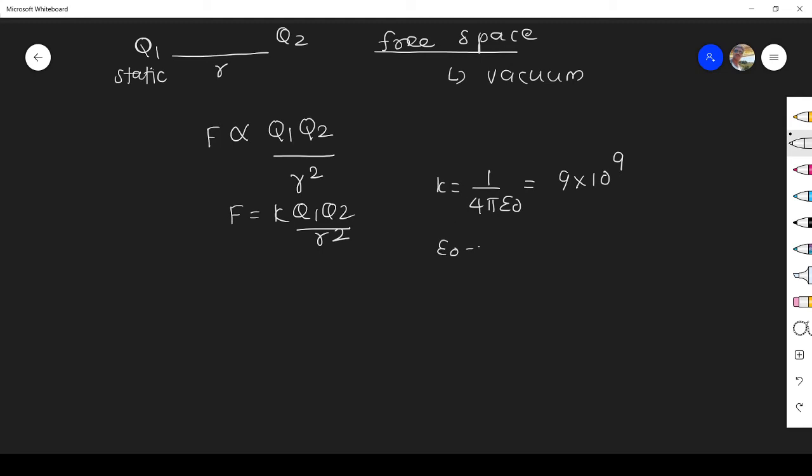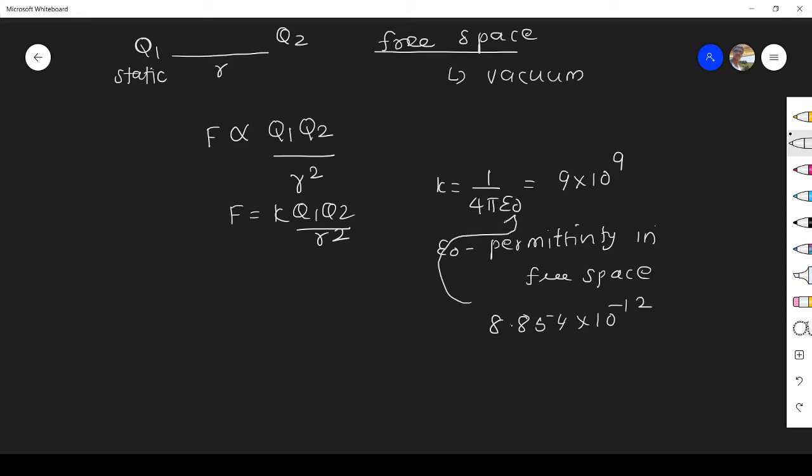where epsilon naught is permittivity in free space. That value is 8.854 into 10 power minus 12. So if you substitute epsilon naught is equal to 8.85 into 10 power minus 12, you will get K as 9 into 10 power 9. These two values you should memorize.